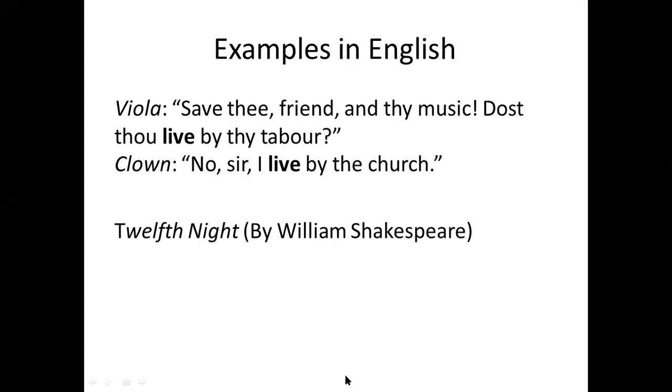Okay, so live by, the first one, it's more like you make a living. You make a living by your tabor, by playing your tabor. Tabor is an instrument, a musical instrument. So the first one, she asks him, is this how you make your living? Is this what you do for a living? And he says, no, I live by the church. So here he changed the context, or he changed the meaning of live by, to indicate his actual location. I live by the church.